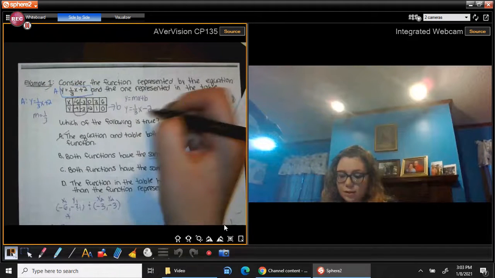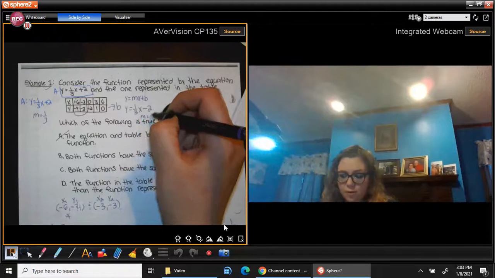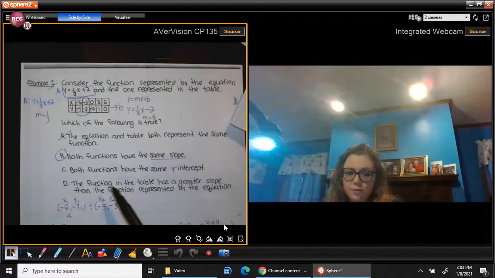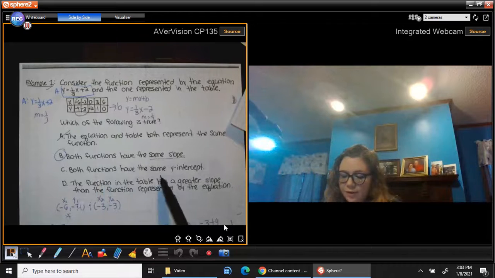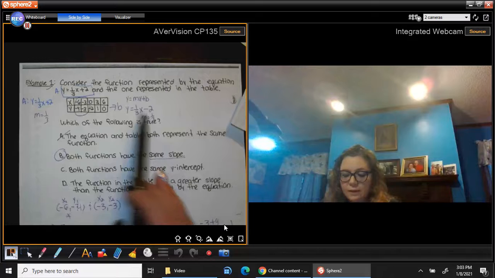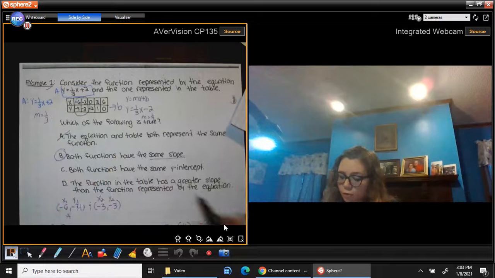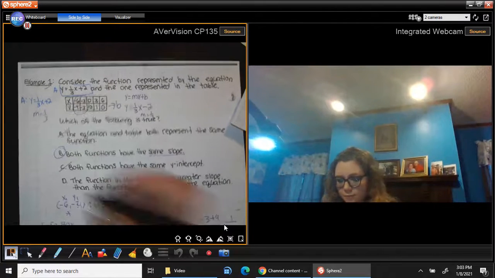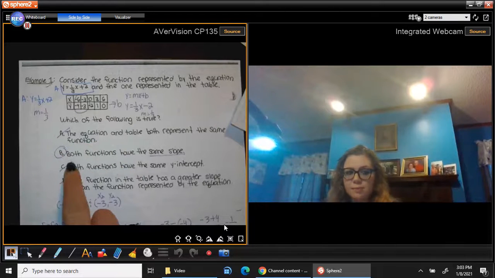1/3. What's the slope of this one? 1/3. So they are the same. Okay, so I'm going to circle B. C, both functions have the same y-intercept. Okay, they do not. This is negative 2, this is positive 2. So nope, not the same. And then the function in the table has a greater slope than the function represented by the equation. Okay, and that is not true either, because they're the same. So my only answer is B.